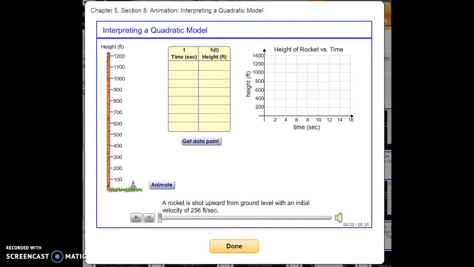A rocket is shot upward from ground level with an initial velocity of 256 feet per second. Click the Animate button to launch the rocket. While the rocket is in flight, click on the Get Data Point button several times. This will record the height of the rocket at specific points in time.